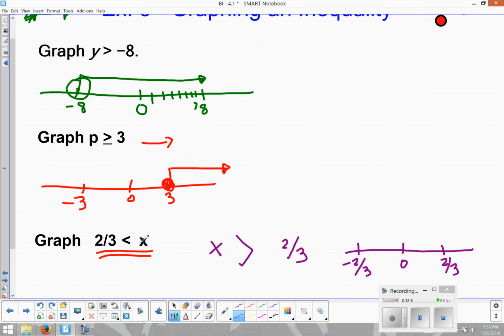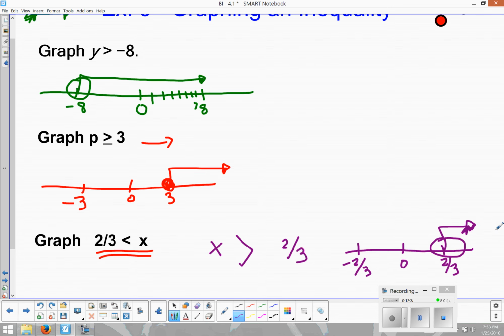So find 2/3. So 2/3 is right here. And are we going to have an open circle or closed? Is there an equal sign at the bottom? Nope. So we're going to open it. And which way is this arrow pointing? Notice it's pointing this way to the right. So we're going to go right. And that's it. And that's how you graph an inequality.